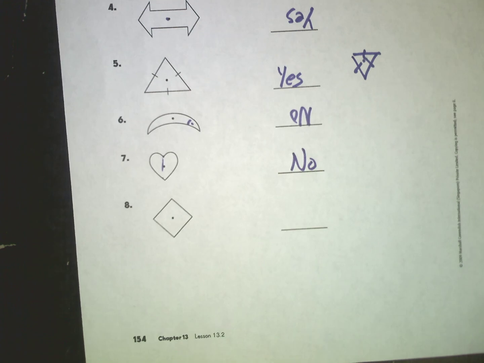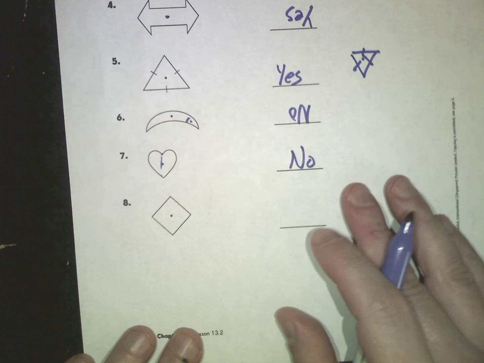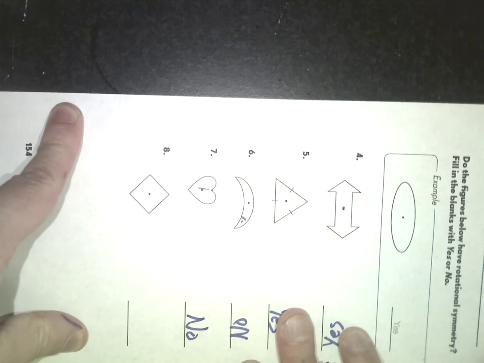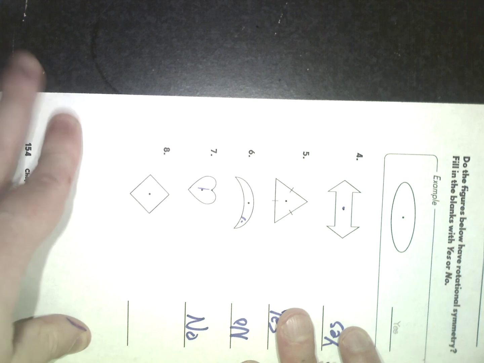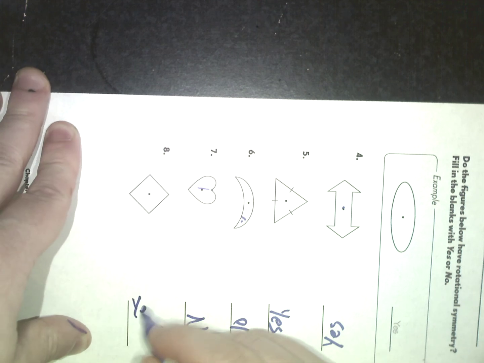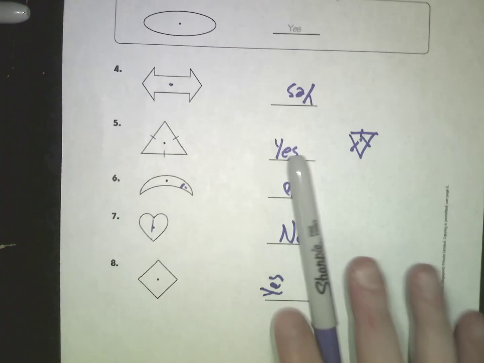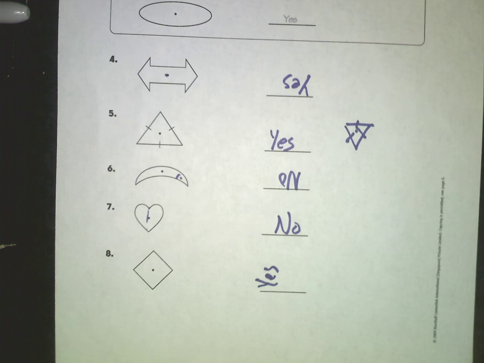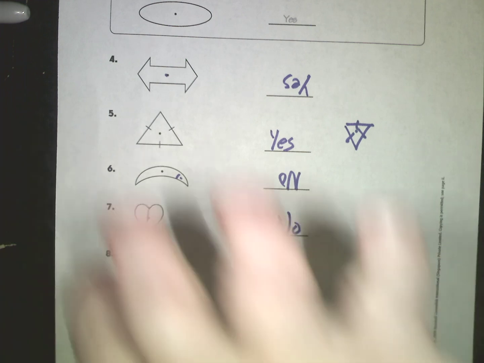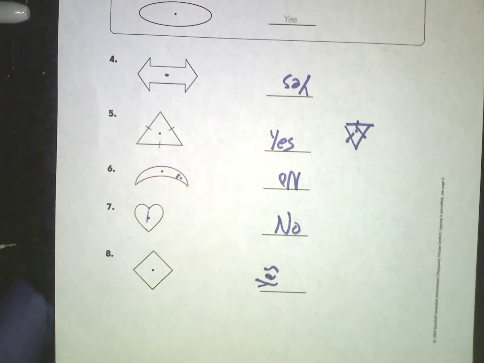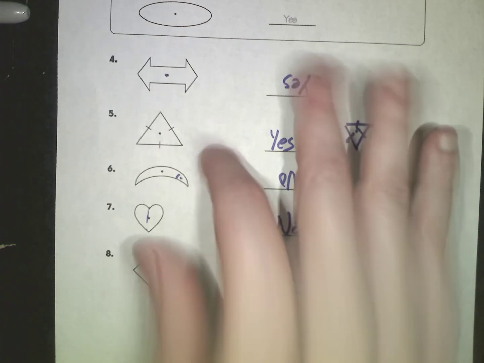Finally, this one. Square on its side. Well, this one, if I turn it 90 degrees, same shape. So yes, 90 degrees. So look at that for a second and think about that. To have rotational symmetry, it has to be 180 degrees or less. So it means if I turn the paper upside down or less, I'll get the same shape.